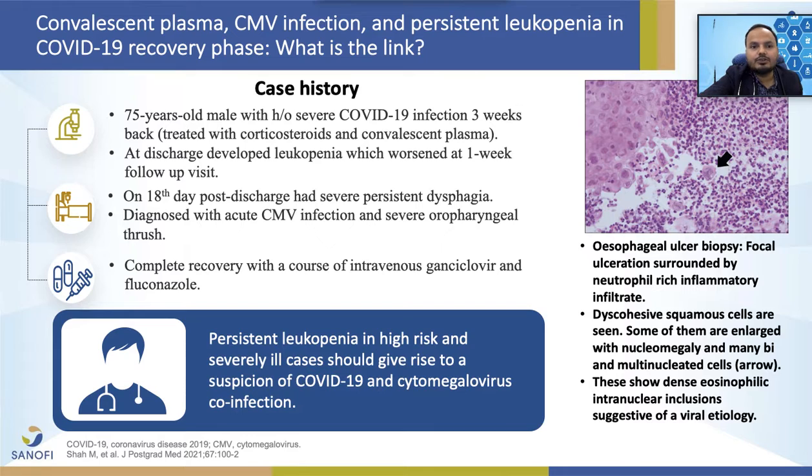We are not recommending the use of plasma, but in the beginning, plasma was one of the treatments suggested for COVID-19. So, convalescent plasma, CMV infection, and persistent leukopenia in COVID-19 recovery phase. What's the link? Persistent leukopenia in high risk and severely ill cases should give rise to a suspicion of COVID-19 and cytomegalovirus infection. So, in brief, if a patient comes with leukocytosis, total leukocyte count is high, and suddenly the leukocyte count drops, then we should definitely think of these kinds of viral infections.